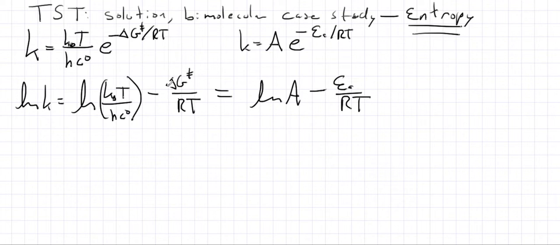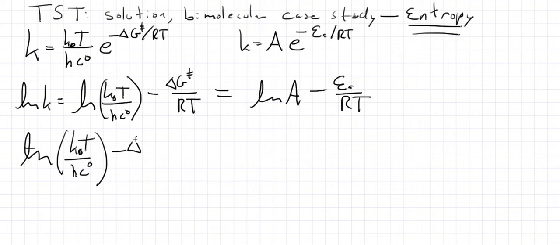So let's go ahead and split up delta G into its two parts, delta H and delta S. So we've got the log of kT over hc°, and then over here, we've got minus delta H double dagger over RT. And delta G, remember, is delta H minus T delta S. So we get a positive delta S double dagger over R because we have S times T, so that cancels. Okay, so with that much we've done before.